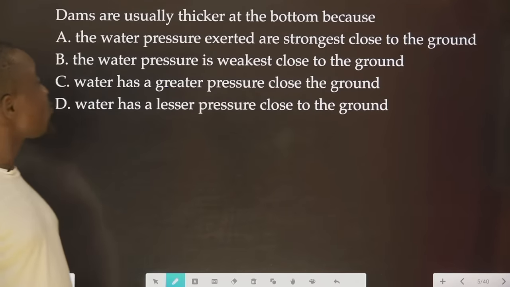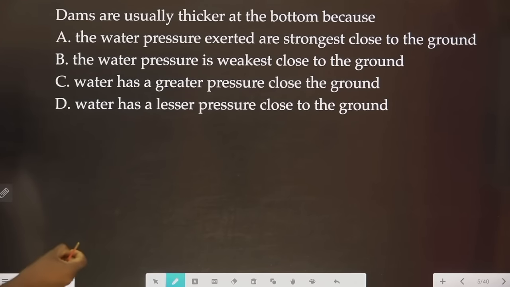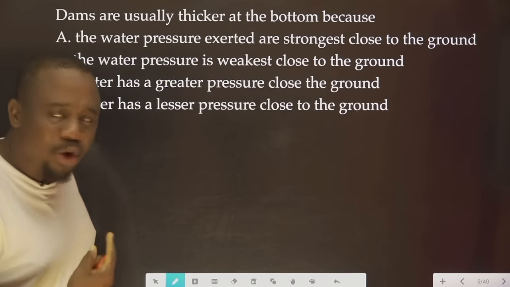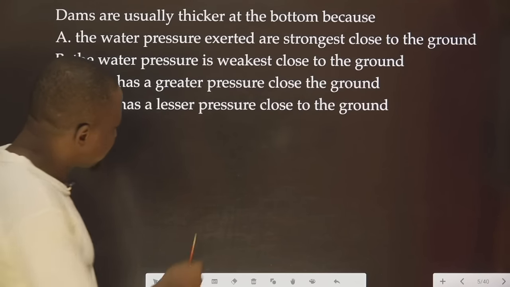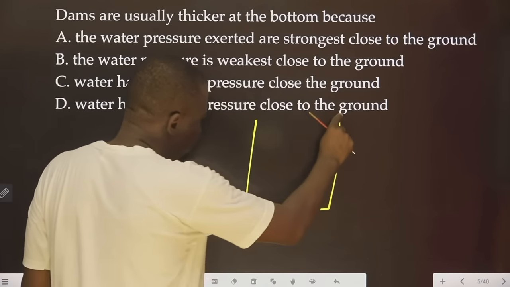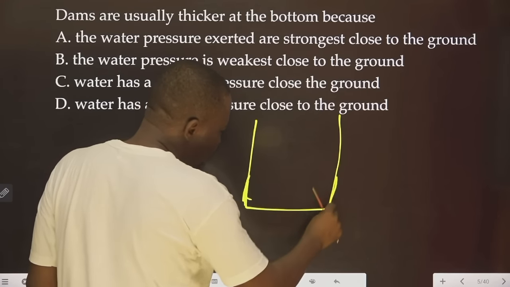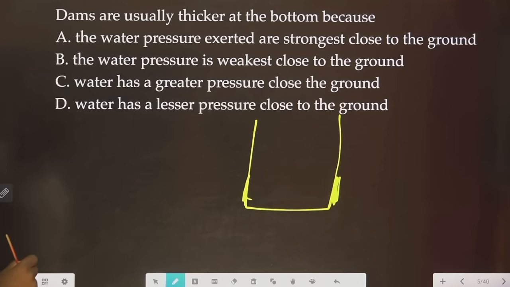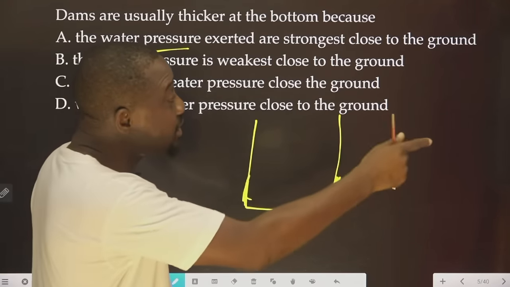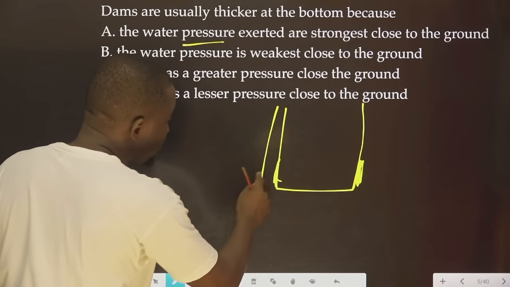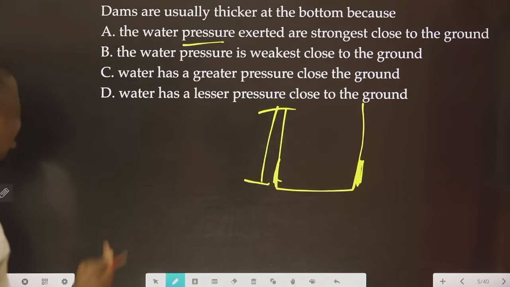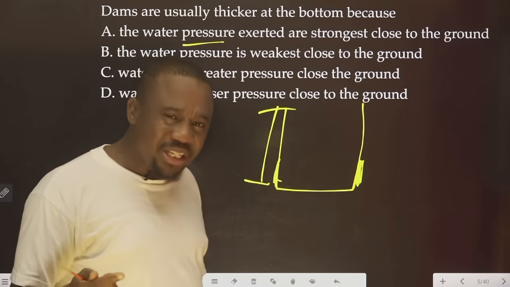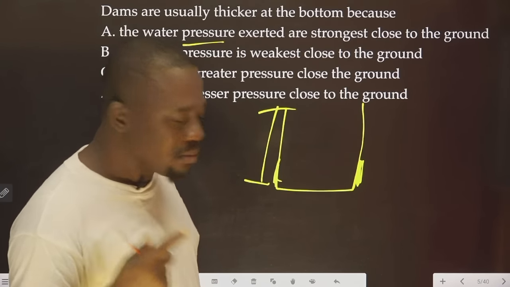Look at this question. It says: dams are usually thicker at the bottom because of what? Dams are thicker at the bottom, very thick. Why? The water pressure. Now they are considering pressure and bottom. That is talking about the height. What you should be thinking is, what is pressure in relationship with depth?